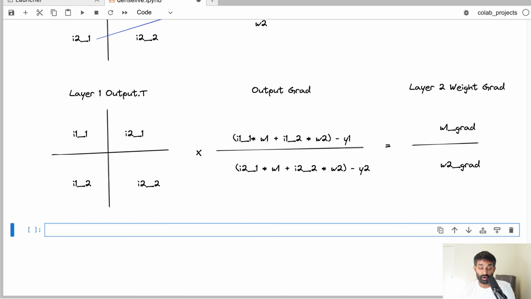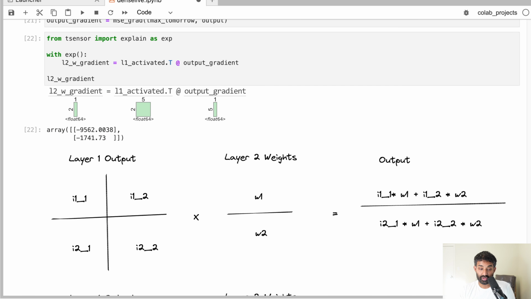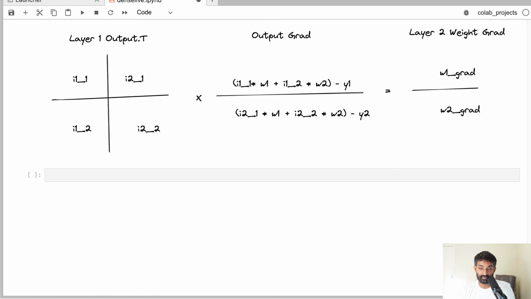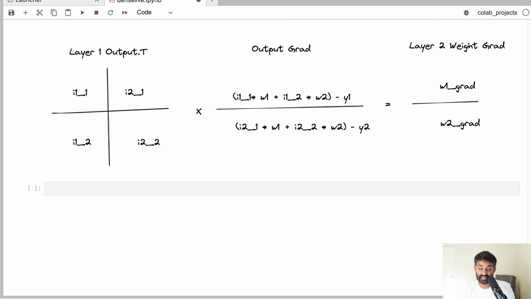So this is the output of layer 1, but transposed. This time we take I12 and I21 and swap them. So the rows turn into the columns and vice versa. And then we can multiply this by the output gradient to get the weight gradient. This is the operation we did in the code here. We took the output of layer 1, transposed it, and then matrix multiplied it by the output gradient. That's the same thing that's being shown in this diagram.